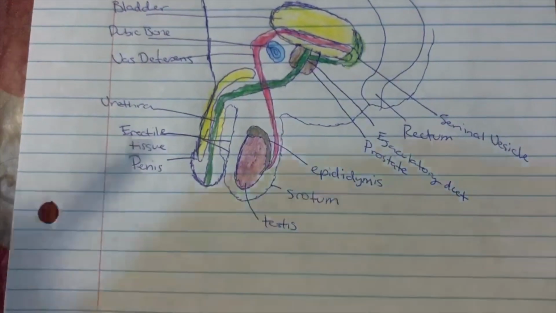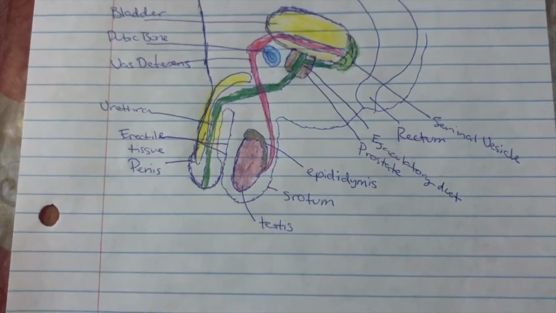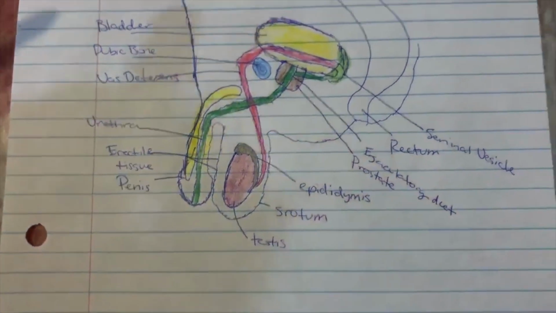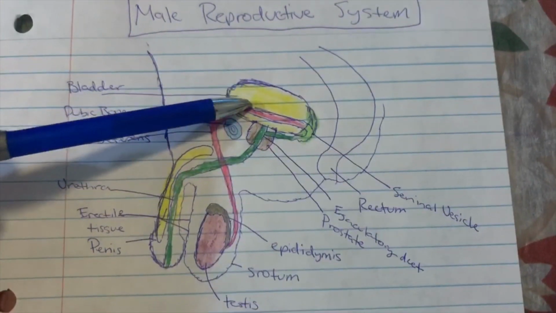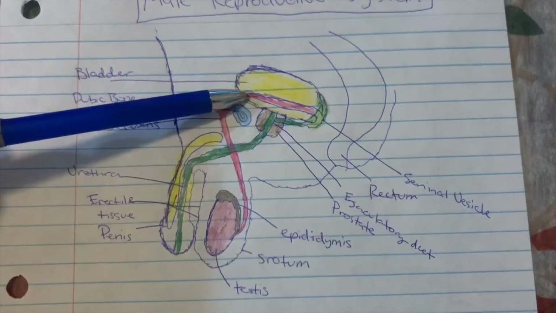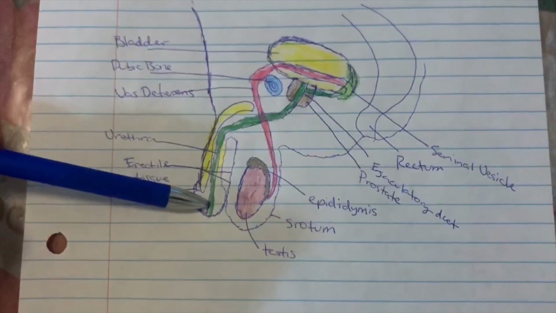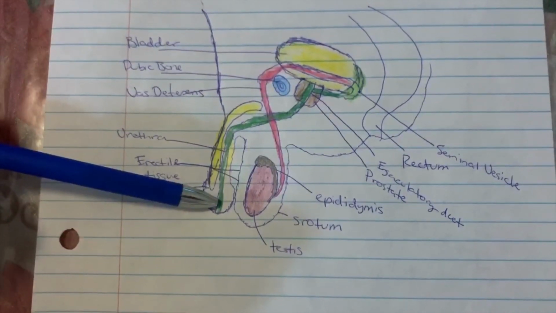Seminal vesicles add secretions that pass through their ducts, and the vas deferens becomes the ejaculatory duct at this point. The prostate secretes fluid through pores in the walls of the urethra that nourish and protect sperm. Finally, the urethra carries urine from the bladder to the outside of the body.